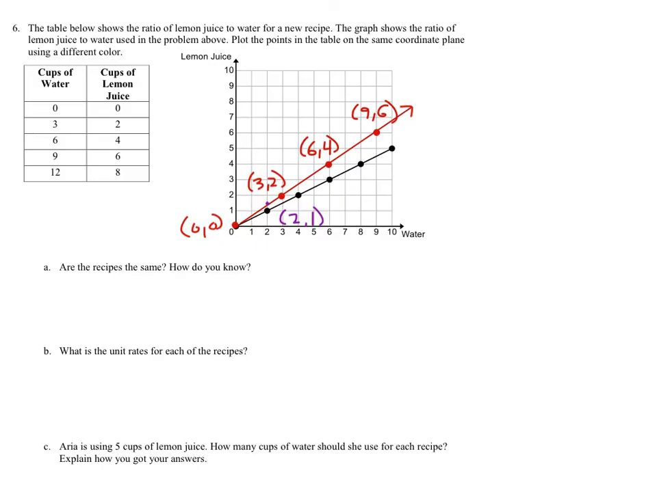What is the unit rate for each recipe? So the line in black, that's 2 cups of water for 1 cup of lemon juice. And then we got the red line. So we'd want 1 cup of lemon juice on that. And it appears there would be 3/2 cups of water.